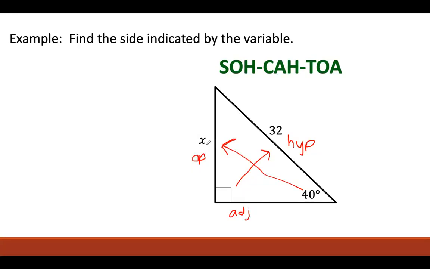What we have labeled, the two sides we have, are opposite and hypotenuse. The only ratio that uses that is sine. Sine is opposite over hypotenuse. So you should set it up as sine 40 equals x on top because it's your opposite, and 32 in the denominator because it's your hypotenuse. Then multiply both sides by 32, and you get 32 sine of 40 equals x, or 20.6 equals x.